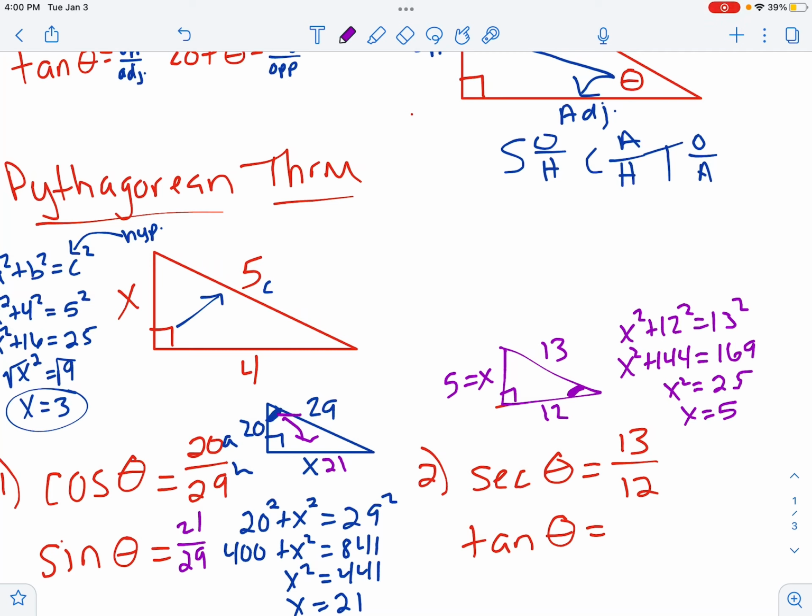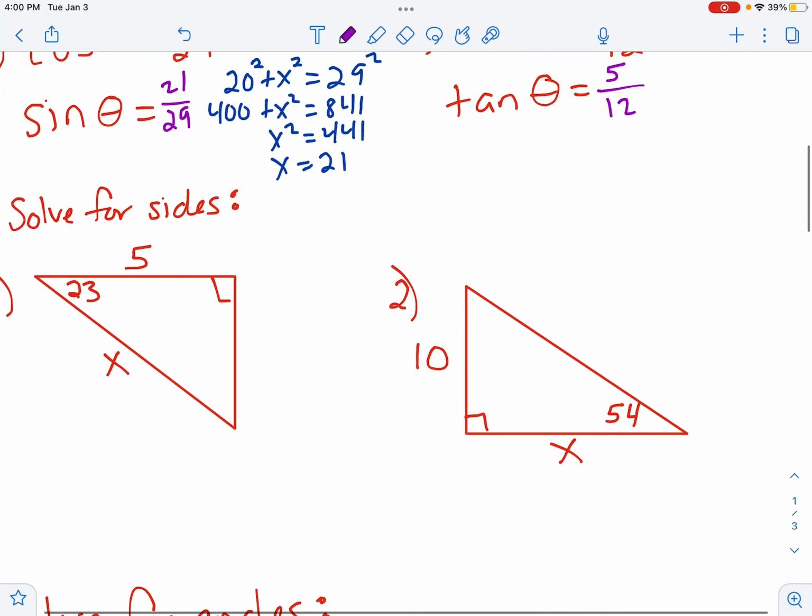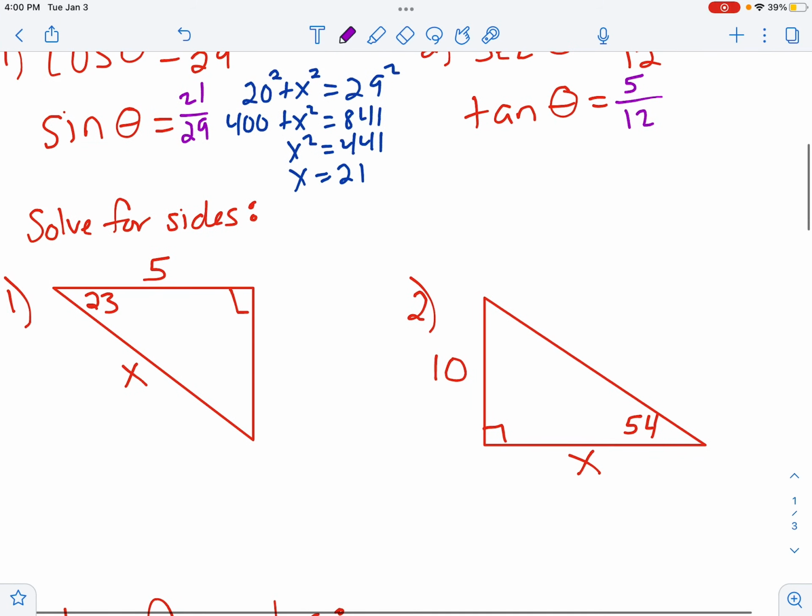Which means tangent from that same angle is opposite 5 over adjacent 12. All right, let's review solving. So we have two types of solving. We have solving for sides and we have solving for angles. They are a little bit different.